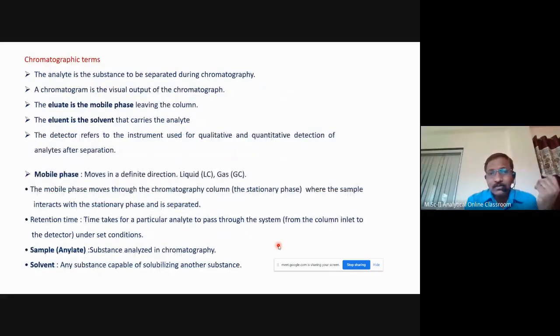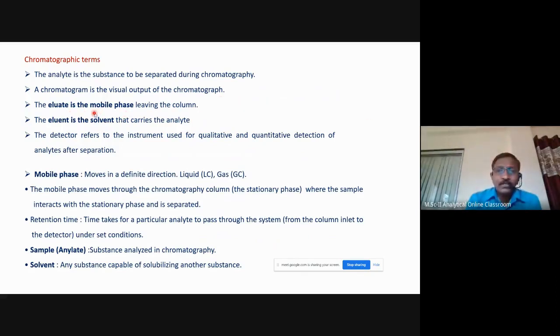Now we can see some basic terms which are involved in the chromatographic technique. Everyone knows these things, but mostly these are the questions we ask in MCQs, and that's why I focused on that part. The analyte is the substance that is to be separated during chromatography. Chromatogram is the visual output of the chromatograph.